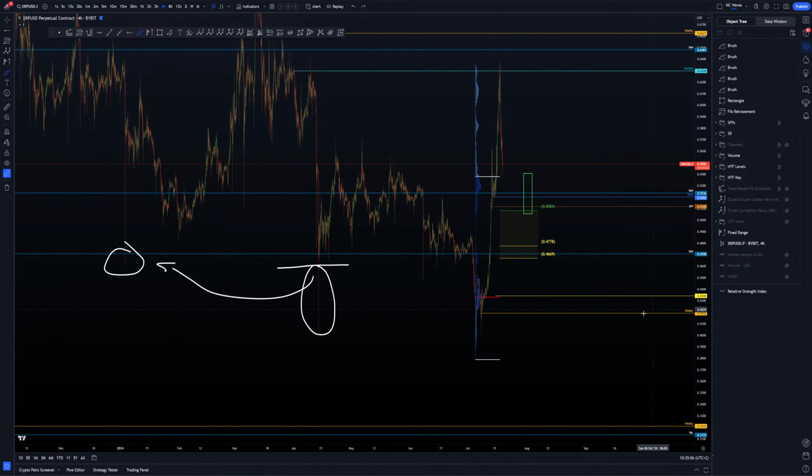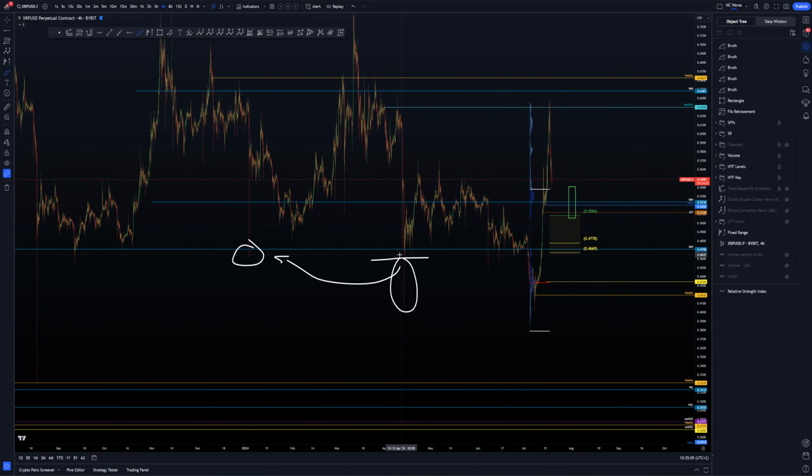A failed auction is when you do not leave the previous low with only a wick. So you have that low, you go below and you spend some more time here. You have some kind of close below.